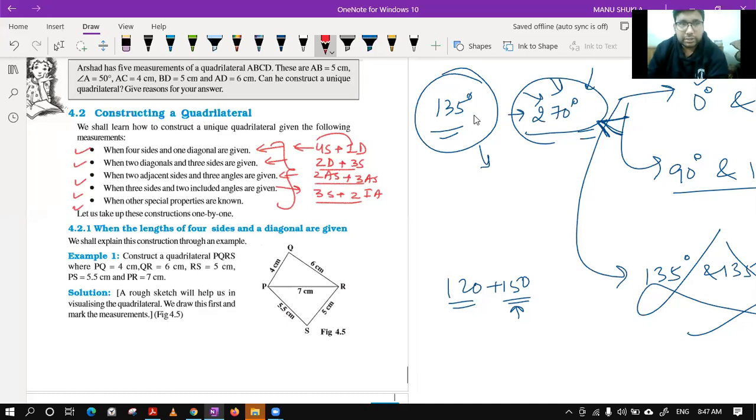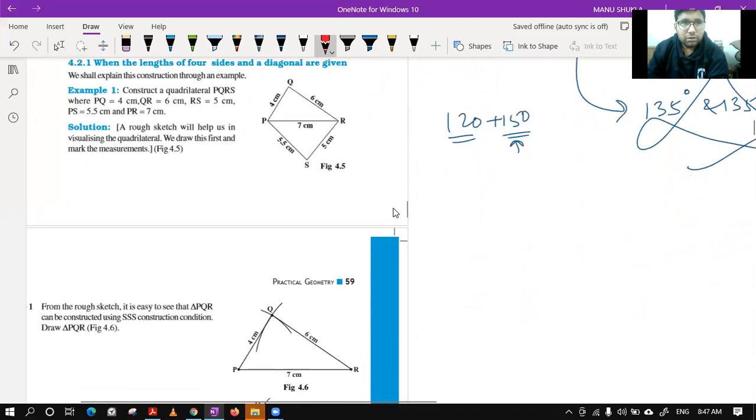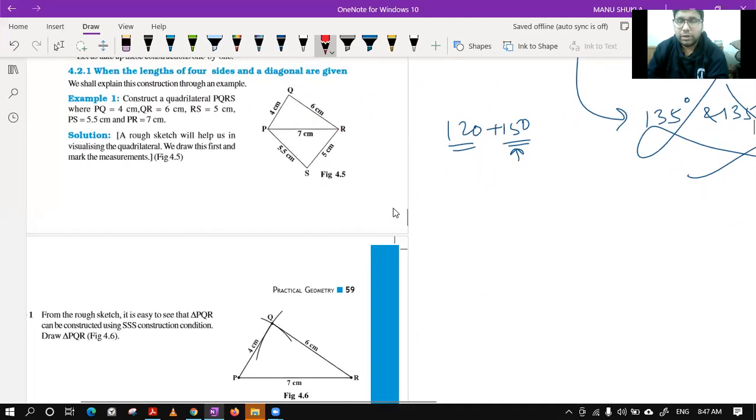Okay, now let's see the example, when the lengths of four sides and a diagonal are given, the first case we are going to do. We have to construct a quadrilateral PQRS. First, always draw a rough diagram. To proceed for these questions, first draw a rough diagram for a clear picture of the question.